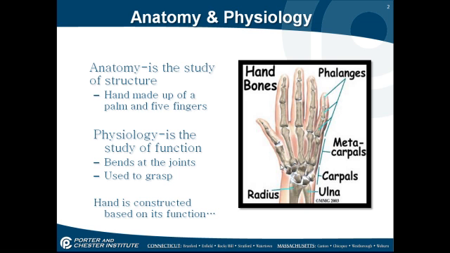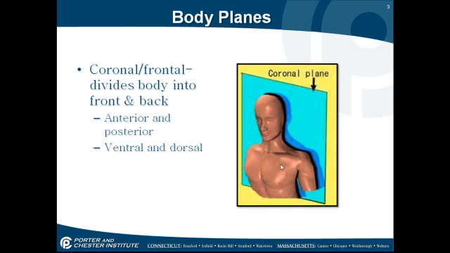Anatomy, by definition, is the study of structure. And we give an example here of the hand. The hand is made up of a palm and 5 fingers, and that is the structure of this hand. Physiology, on the other hand, is the study of the function of that body part. And the hand's function is to bend, and it's used to grasp. So the hand is structured in such a way so that it is able to function the way that it was built. Let's look at some of the directional terms.